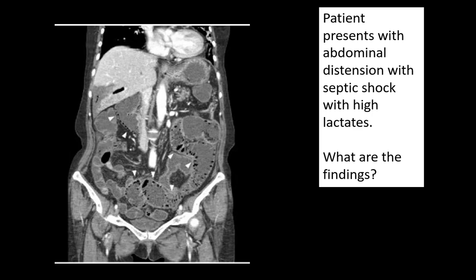A patient presents with abdominal distension with septic shock and high lactates. What are the findings? Yeah, the radiological finding is pneumatosis intestinalis, and it is suggestive of mesenteric ischemia.